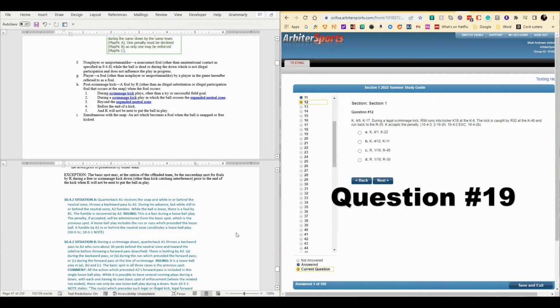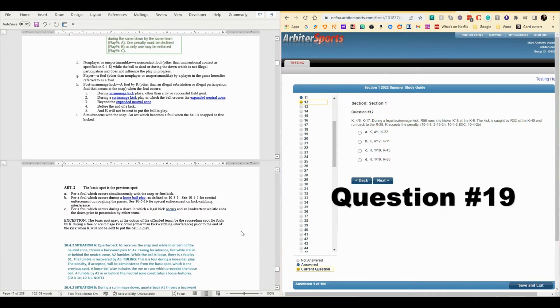So what we've got here is running into the kicker by R. It is K 4th and 6 at the K17. So K accepts the penalty, it's going to be K 4th and 1 at the K22. A.